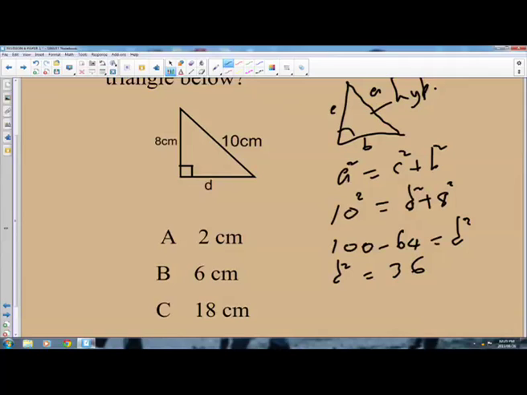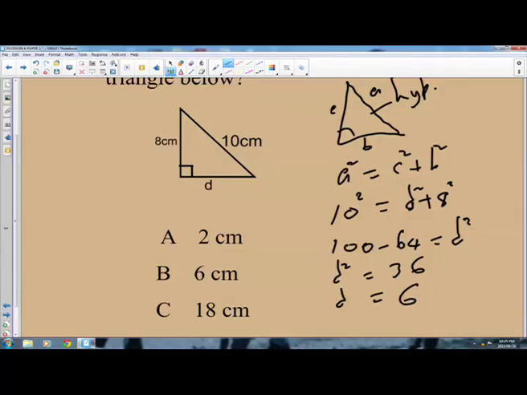36. So d squared is equal to 36, not d, but d squared is 36. And then to find d, we take the square root on both sides. When we take the square root of d squared, we get d here. And then the square root of 36 is 6. When we multiply 6 and 6, you're going to get 36. So the value of d is 6.